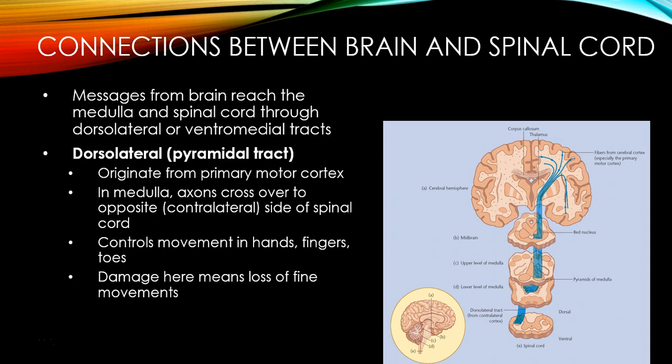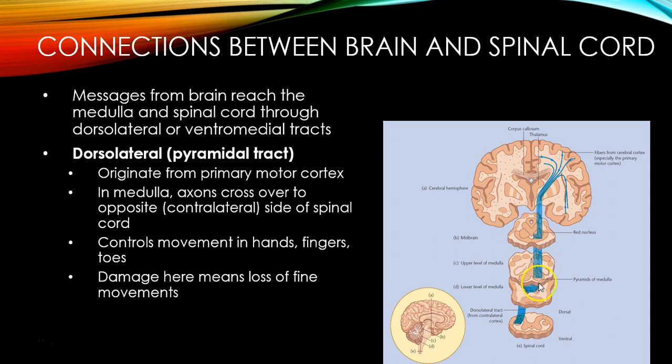Connections between the brain and spinal cord. Messages from the brain reach the medulla and the spinal cord through dorsolateral or ventromedial tracts. So again, for motor control, we're sending a message from the brain, and then it's got to go down and out to our muscles. The dorsolateral tract is also called the pyramidal tract. This originates from primary motor cortex. So here we're sending a message from primary motor cortex.